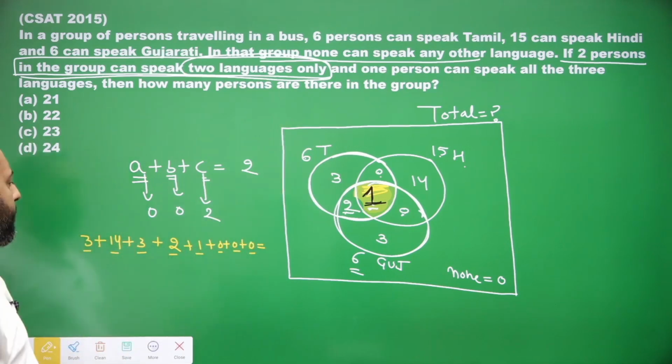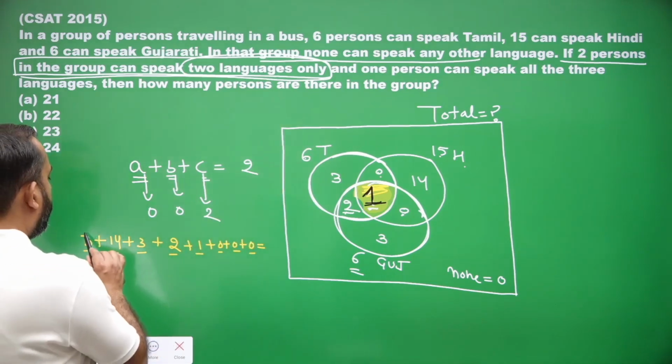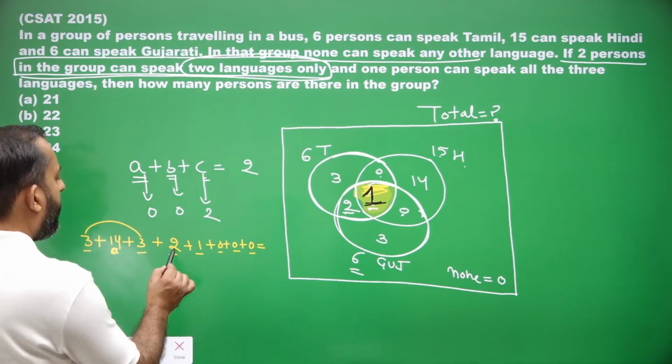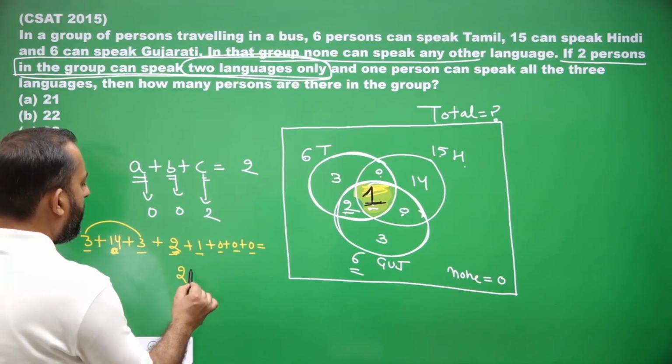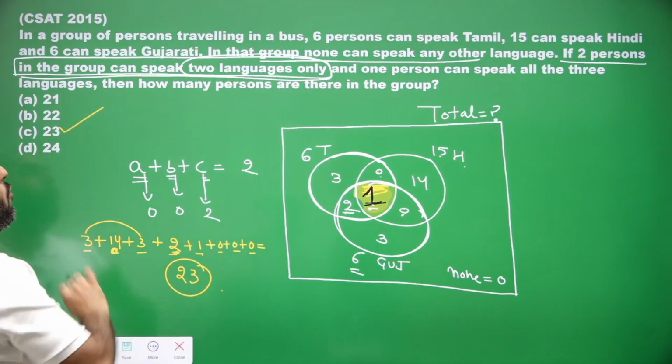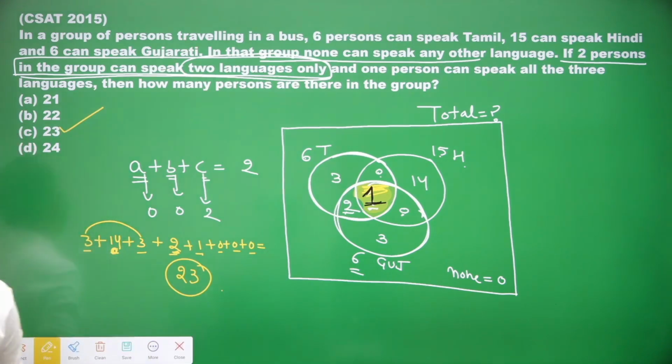If we add them, it becomes what? 3 plus 3 is 6, plus 14 is 20, plus 2 is 22, and 1 is 23. So this is equal to 23. How many persons are there in the group? 23 persons are there in the group. Kindly make a note of it.